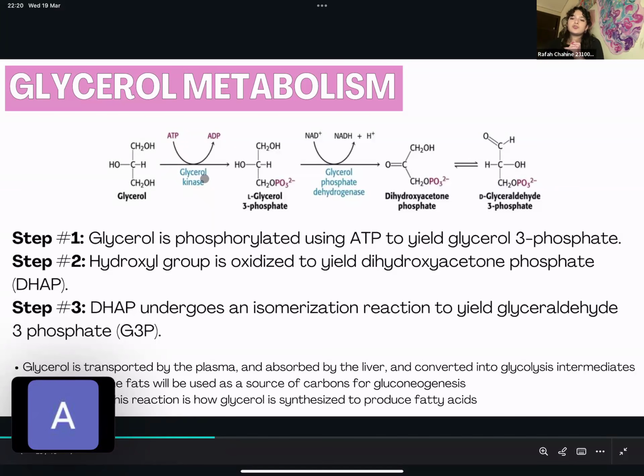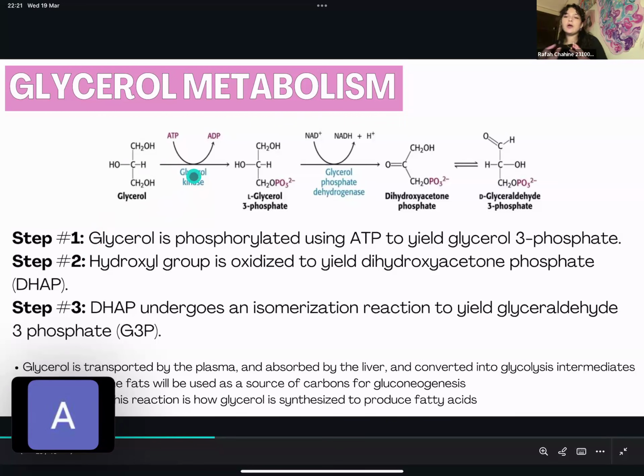Okay. So we're done breaking down the triglyceride. We got the one glycerol. Now, we said that the glycerol is going to go to the liver to give me intermediates that will help processes such as glycolysis and gluconeogenesis. Now, in order for me to do that, obviously glycerol itself is not going to do anything. It's not going to help me. I need to turn it into something else. This is where these 3 steps come in.